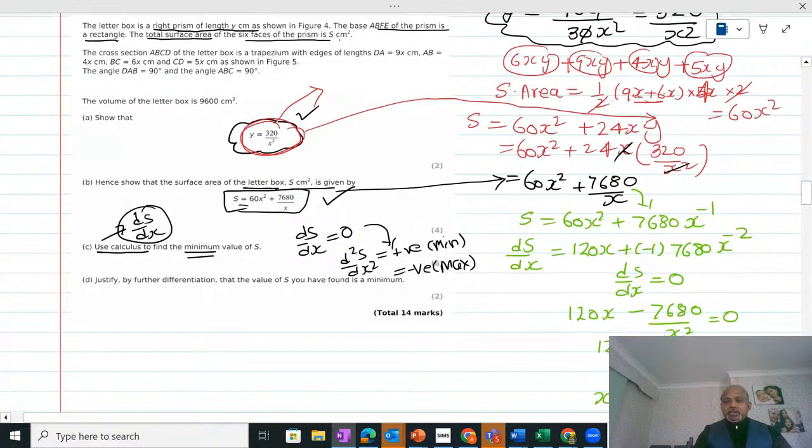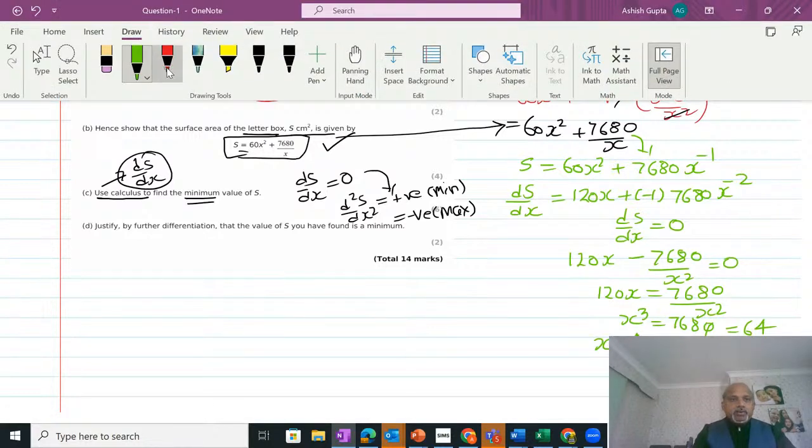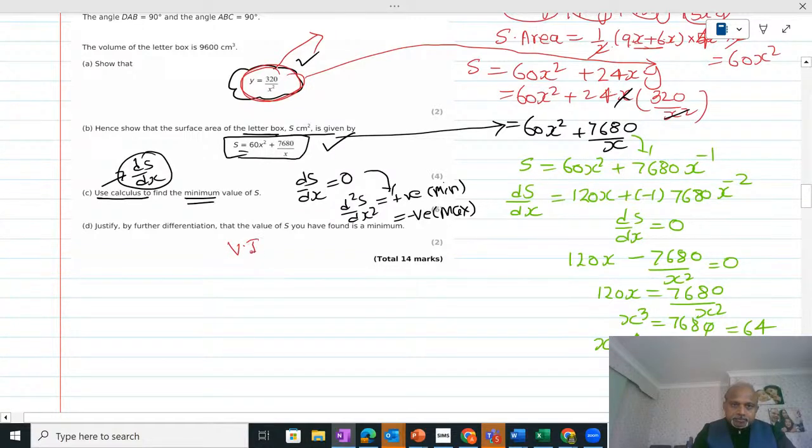Now, an important thing I'm going to tell you, so that you should not lose marks. Whenever you're getting x equal to 4, this is a very important thing.